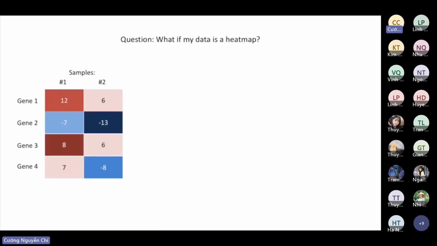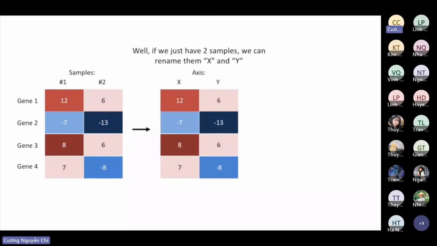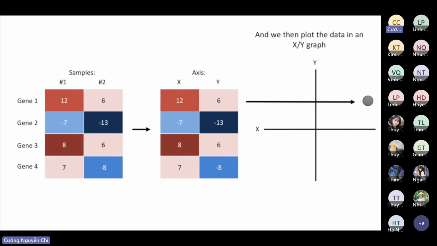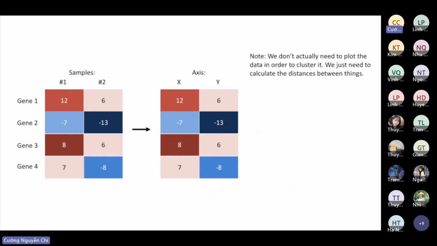Question: what if my data is a heat map? Well, if we just have 2 samples, we can rename them X and Y. And we can then plot the data in an XY graph. Then we can cluster just like before. Note, we don't actually need to plot the data in order to cluster it. We just need to calculate the distances between things.